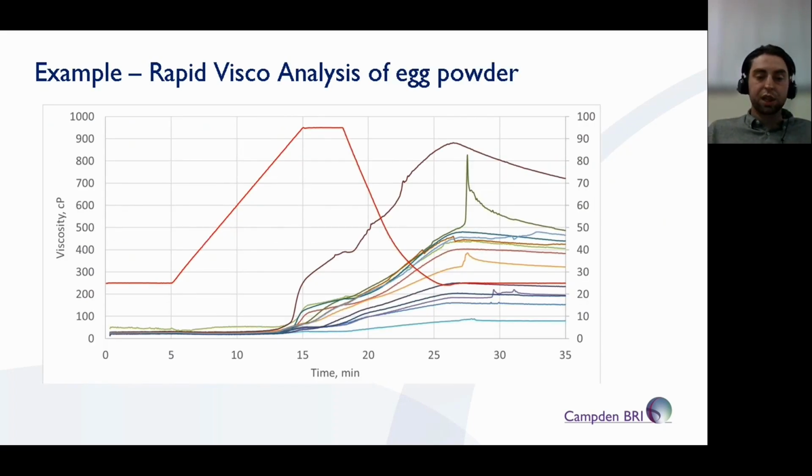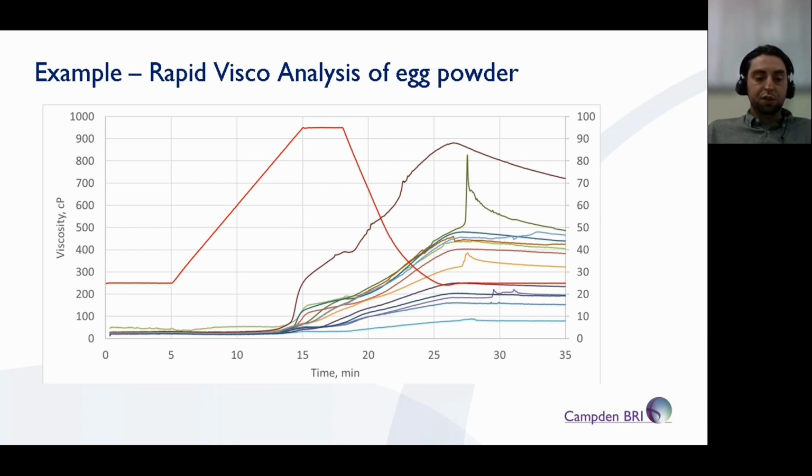Now, this is an example actually from one of our clients who's given permission for me to discuss this today. This is some rapid Visco analysis, RVA analysis, of around 13 different egg powders. These are all egg powders that were being used in this manufacturer's process. They were unaware of any differences between these egg powders. However, they were aware of lots of variation in quality. They were unsure about what was causing the variation in quality, but they had narrowed it down after going back through batch codes, etc., that they thought it was to do with the egg.